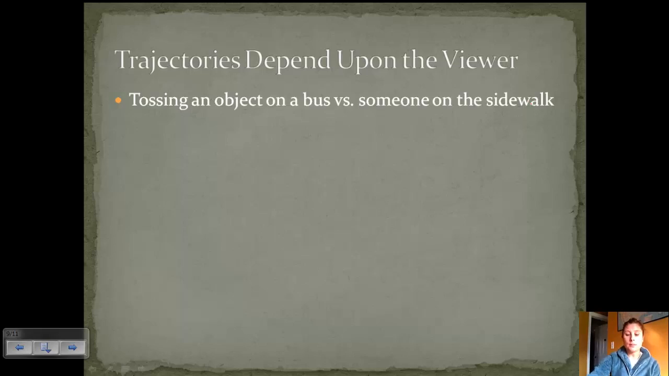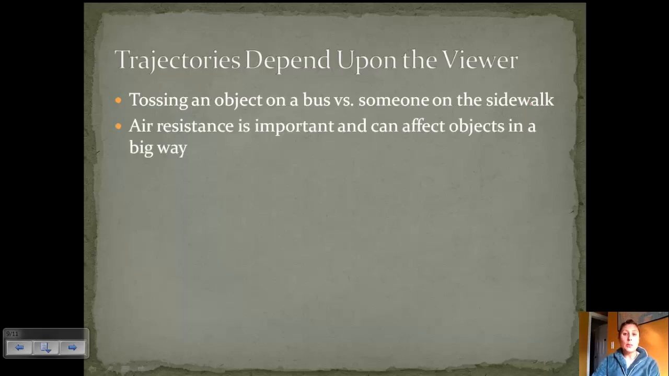Air resistance is important, and up till now we've kind of ignored it, and it can affect objects in a big way. So for example, a golf ball will have dimples on it to reduce the effect of air resistance and allow it to travel further. Baseballs and softballs are the same way as far as the threads on them. You would hold a baseball or a softball in different ways to get different styles of pitching, and that's due to the threads and air resistance and how it's going to travel across the plate.